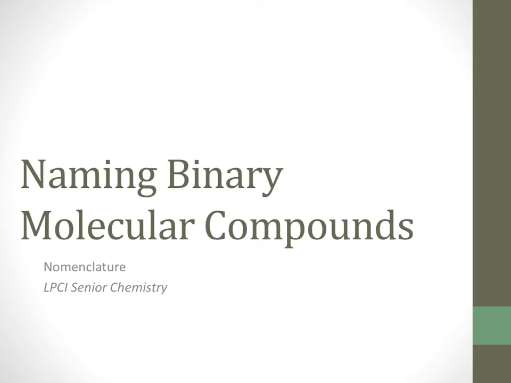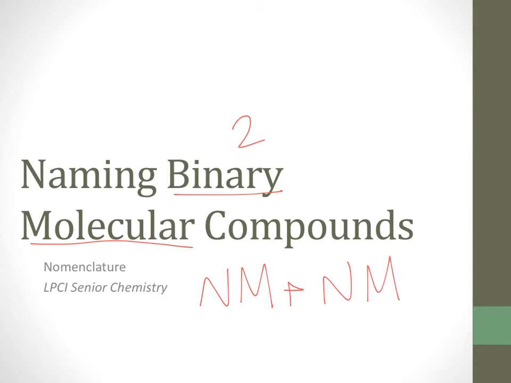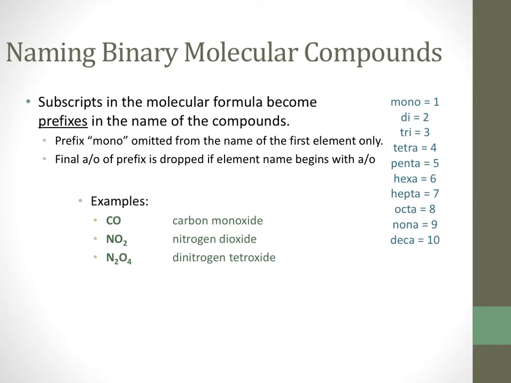So when you're trying to name binary molecular compounds, how do you know you have a binary molecular compound? Again, binary means there are two elements, but molecular means that you have a nonmetal that is binding with another nonmetal, and they usually do this through covalent bonding. So naming binary molecular compounds is fairly simple.